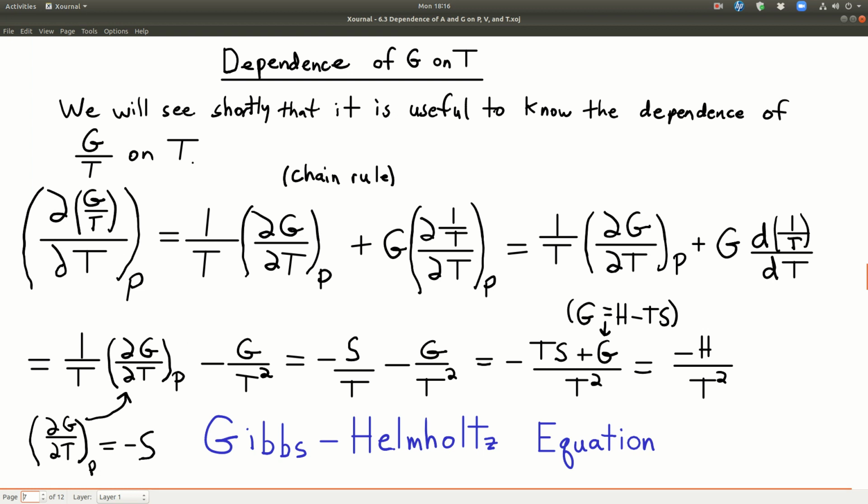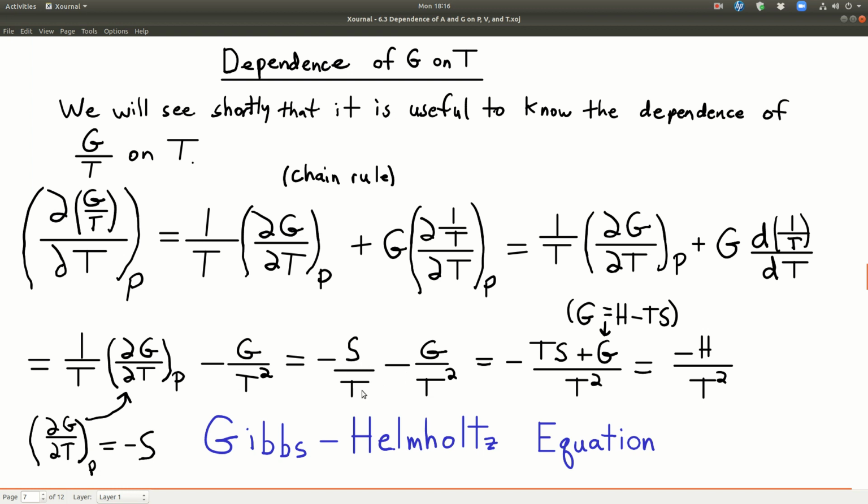And now we can do that derivative, because d(1/T) over dT is going to be negative 1 over T squared. So we have negative G over T squared. And again, we showed earlier that partial G partial T at constant P equals negative entropy. So we'll replace this term with negative S, and we're getting to something pretty simple.